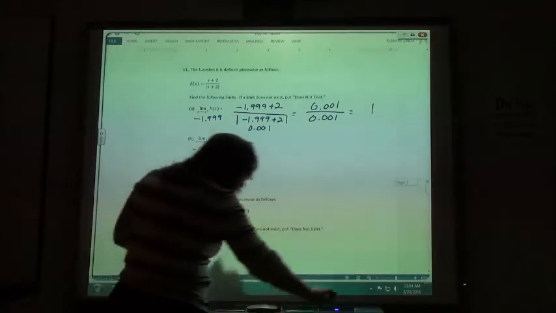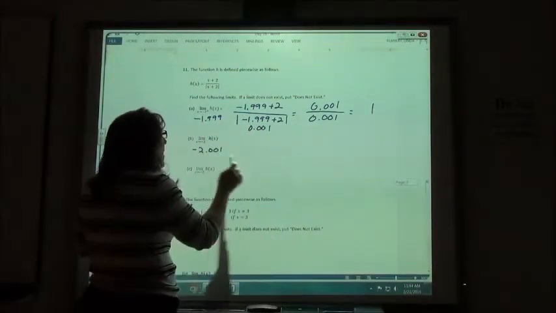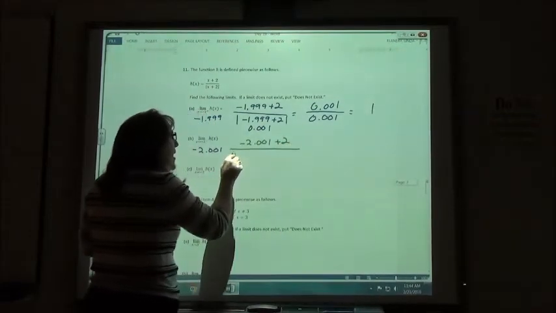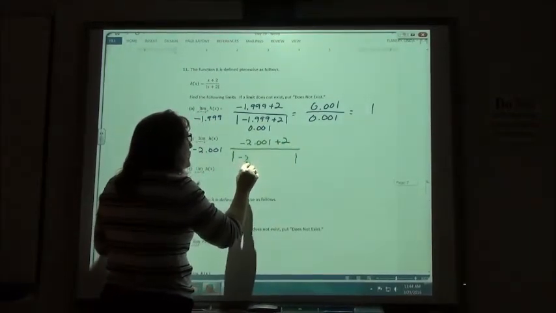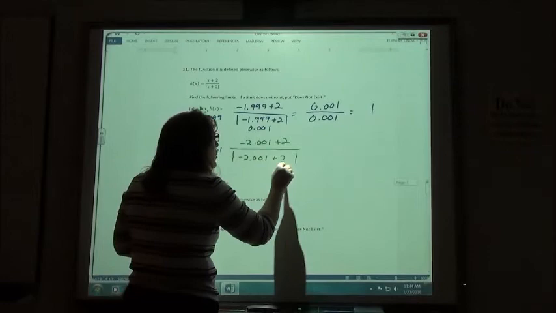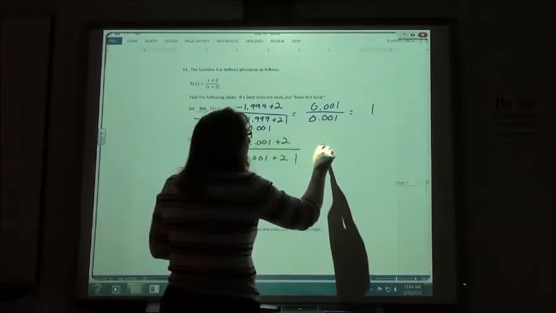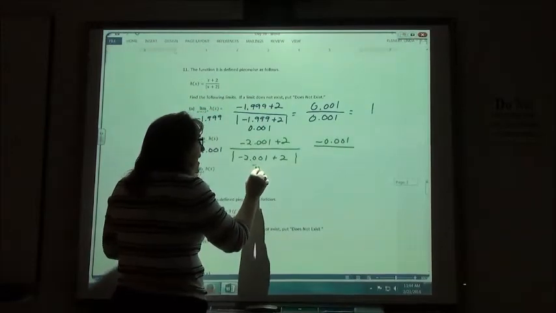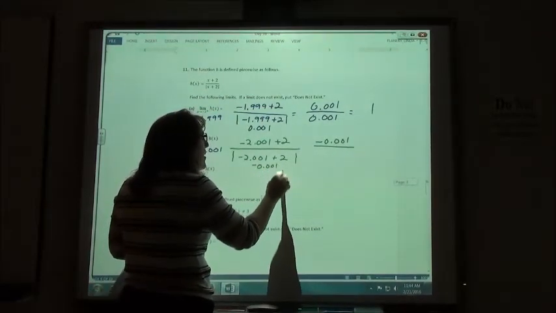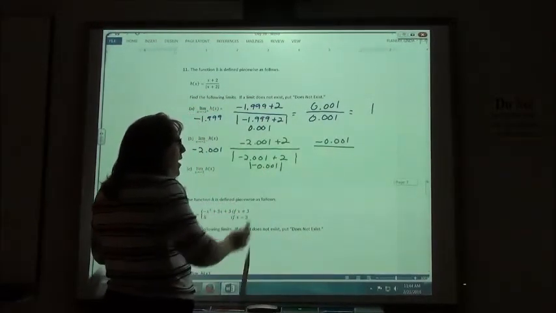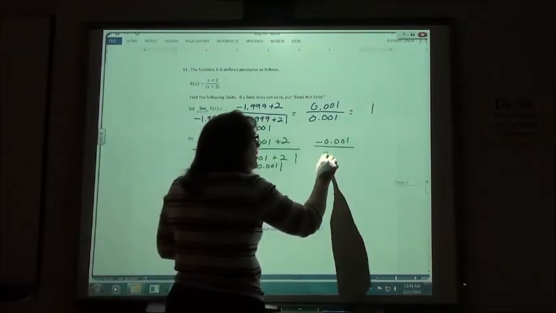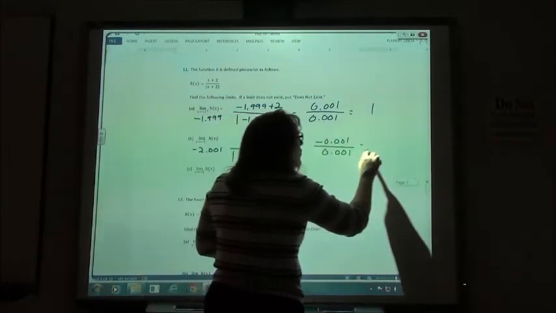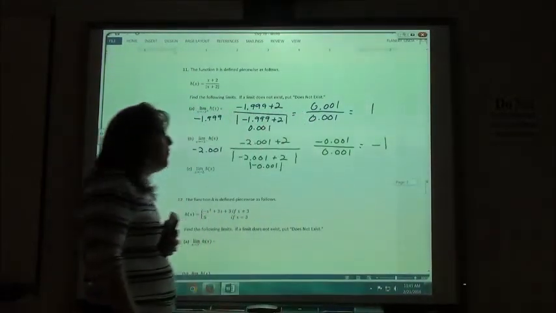Now if we look at the second part of that, if I use -2.001 plus 2, and then the absolute value of -2.001 plus 2, this would give me -0.001, but I have to do the absolute value. And when I do the absolute value, it's going to be a positive. So I have a negative over a positive, which means that one's going to approach a -1.